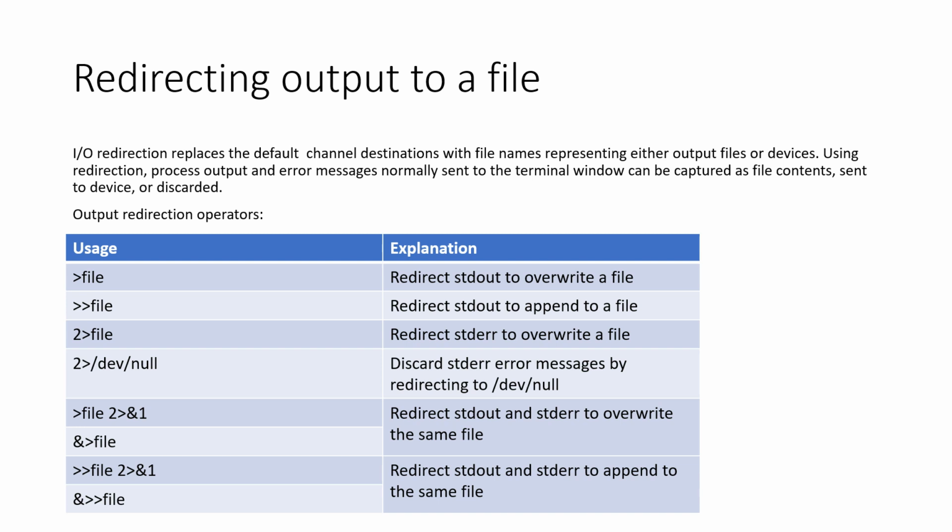Okay, so the first usage: greater-than symbol and file, redirect stdout to overwrite a file. Double greater-than sign and file, redirect stdout to append to a file. 2 greater-than symbol and file, redirect standard error to overwrite a file. Option 2 greater-than symbol /dev/null, discard standard error messages by redirecting to /dev/null.